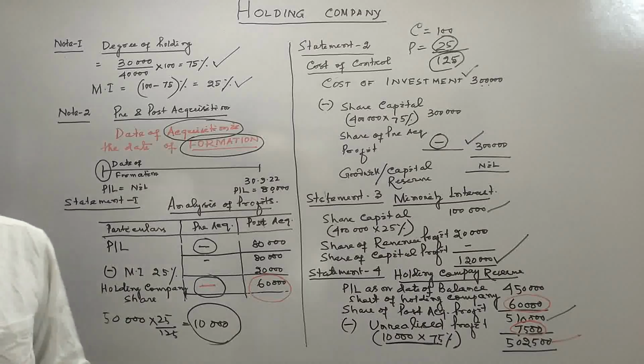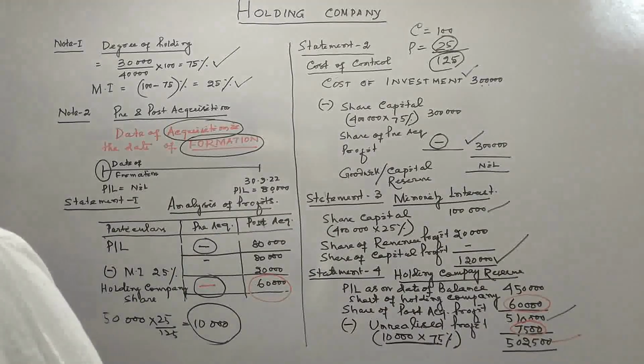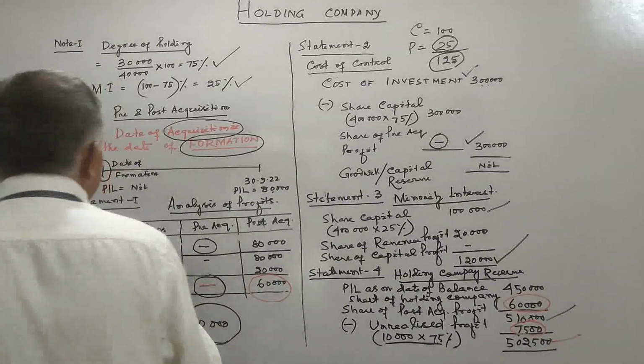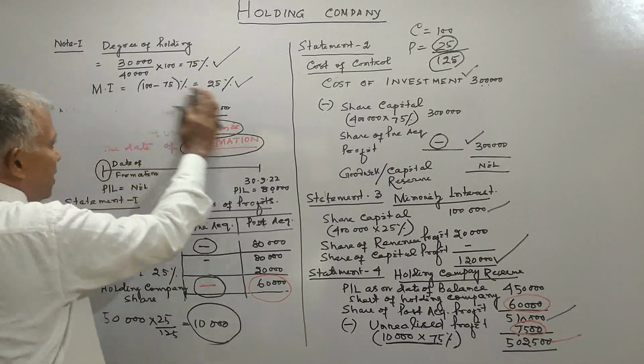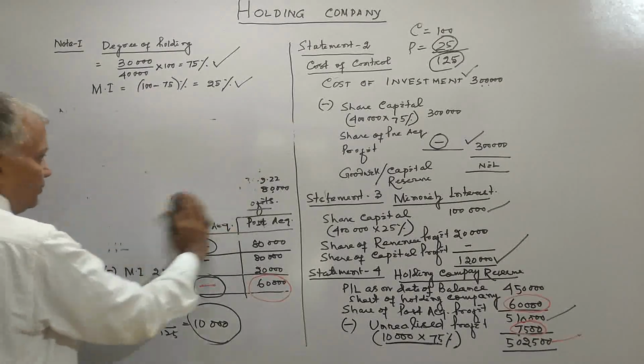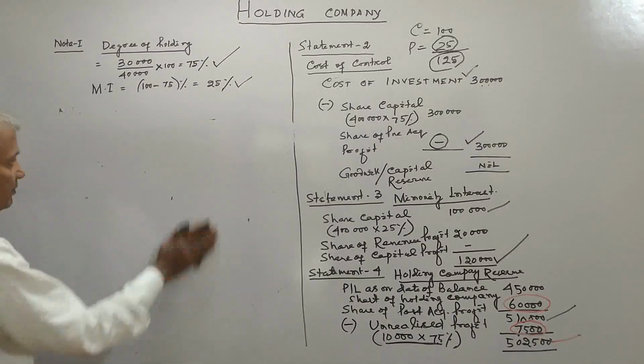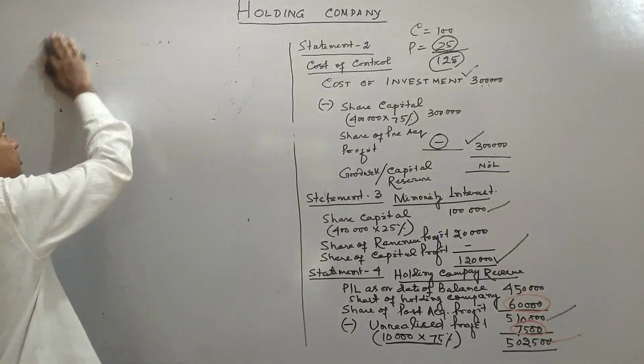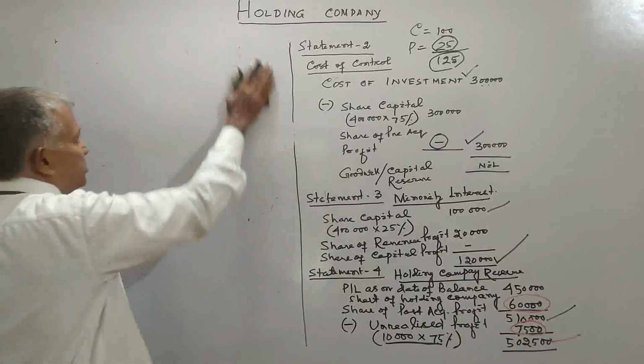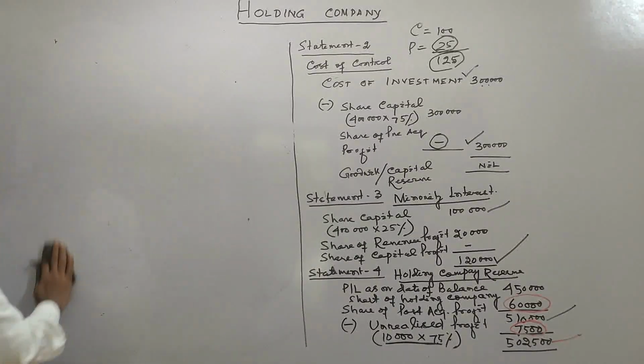In this problem, two things are important. One is the mutual debt in case of bills payable and bills receivable. That we shall discuss before preparation of the consolidated balance sheet.